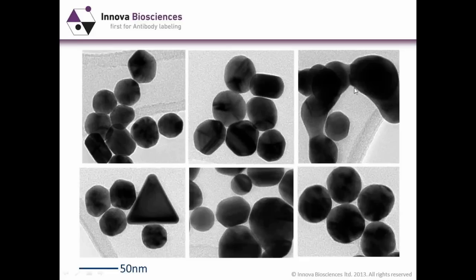This one is strikingly different from the others, where the particles seem to have fused together in the production process. And here we have some spherical particles of about 40 nanometer size. So the reason they look different is because they are different.